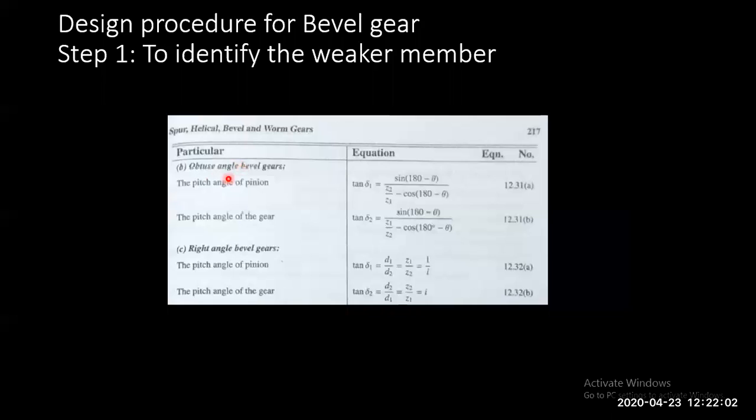Also, this is for obtuse angle and right angle. You can check out these numbers. You can take a screenshot at this point, where if it is an obtuse angle bevel gear, theta is greater than 90 degrees, and for theta exactly 90 degrees, you use these. These are the miter gear type, which I told you in the introduction part. Right?